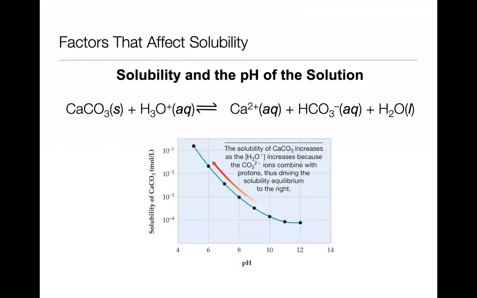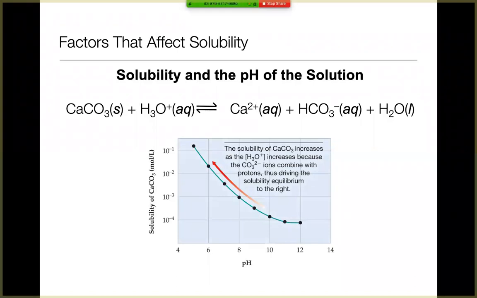This one's a little bit weird. I wanted to include it because we're talking about acid-base chemistry, but the same thing happens when you're dealing with other compounds. It doesn't have to be fluoride, right? I have calcium carbonate reacting with hydronium to form calcium bicarbonate and water.